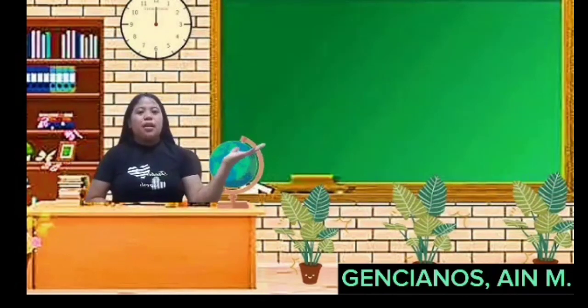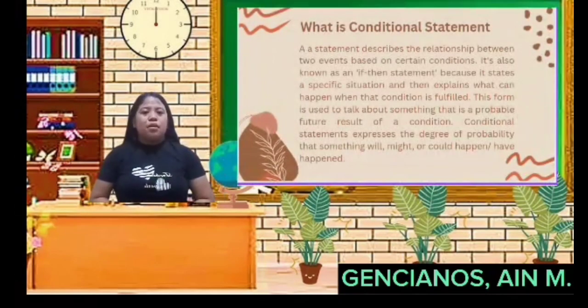So what is a conditional statement? A conditional statement describes the relationship between two events based on certain conditions. It is also known as an if-then statement because it states a specific situation and then explains what can happen when that condition is fulfilled. This form is used to talk about a probable future result of a condition.